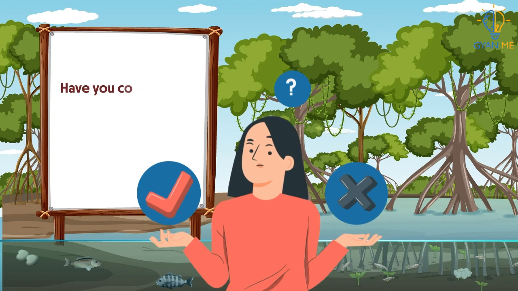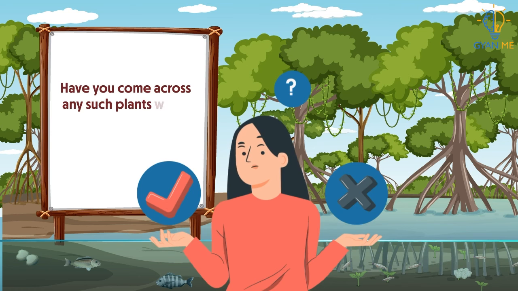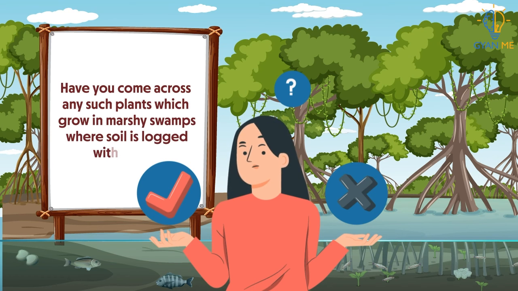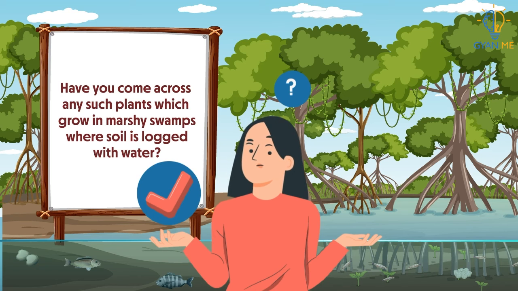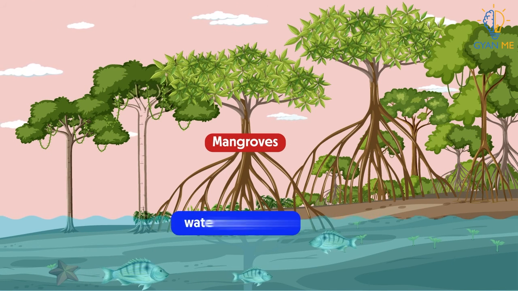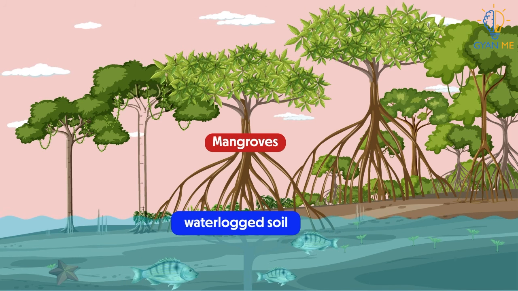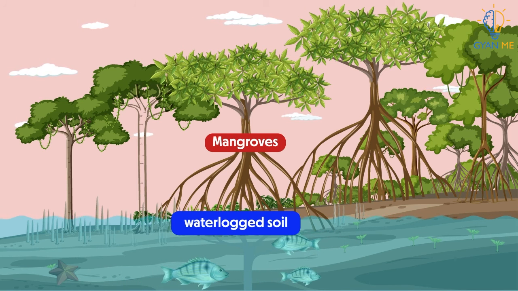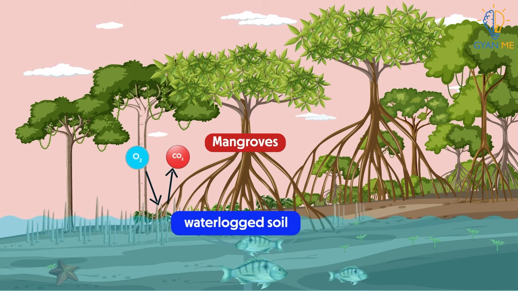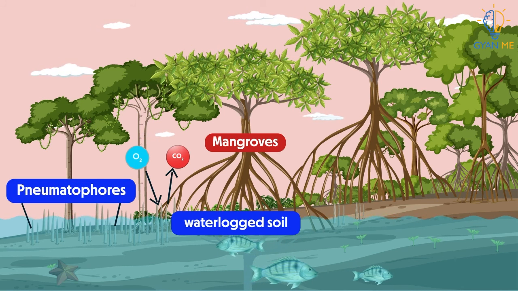Have you come across any such plants which can grow in waterlogged conditions or in marshy swamps where soil is locked with water? Pause the video and think about it. Is it possible? Yes, this is possible. Mangroves are such plants that grow in waterlogged soil. To respire in such conditions, the roots of mangroves grow out of marshy soil. These breathing roots are called pneumatophores.